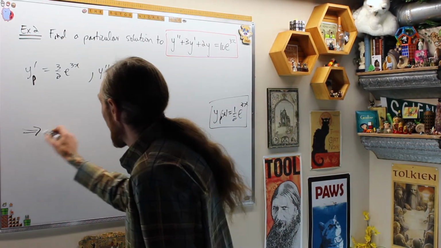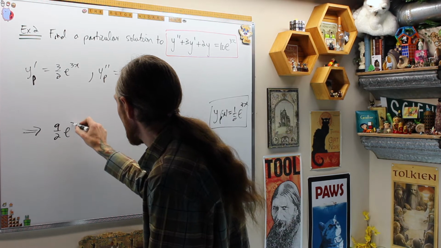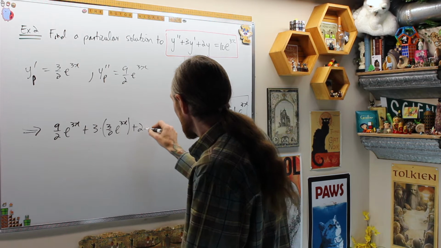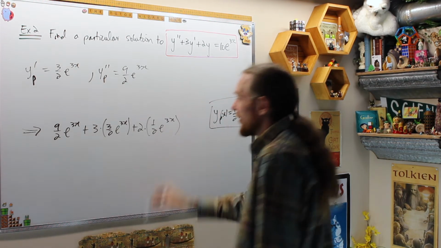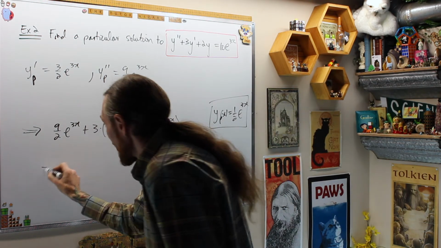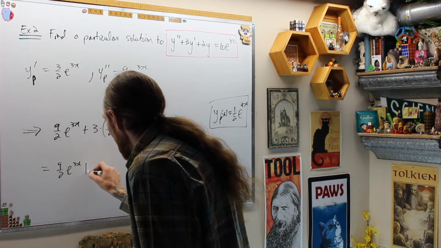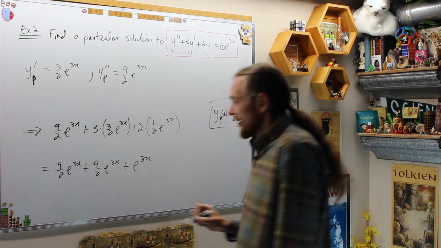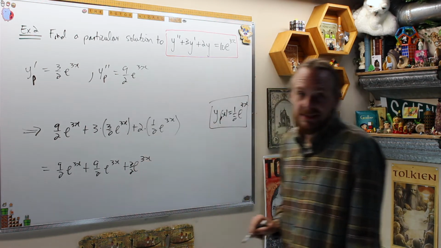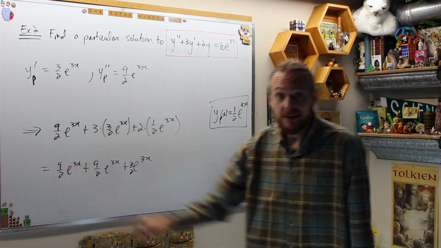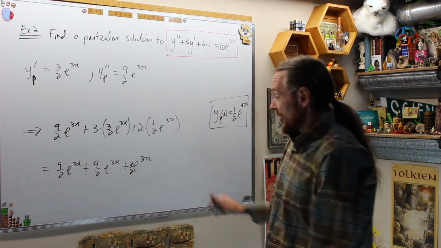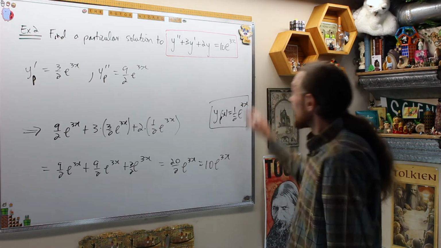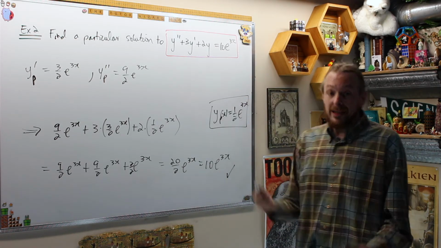Plugging that in, what we're going to get is y double prime is 9 over 2 e to the 3x plus 3 times 3 over 2 e to the 3x plus 2 times 1/2 e to the 3x. Simplifying, I get 9 over 2 e to the 3x plus 9 over 2 e to the 3x plus e to the 3x. You can write that as 2 over 2 so I have the same common denominator. That gives me 9 plus 9 plus 2 is 20 over 2 e to the 3x, which is 10 e to the 3x, which is the function that I started with. So this is a particular solution to this.